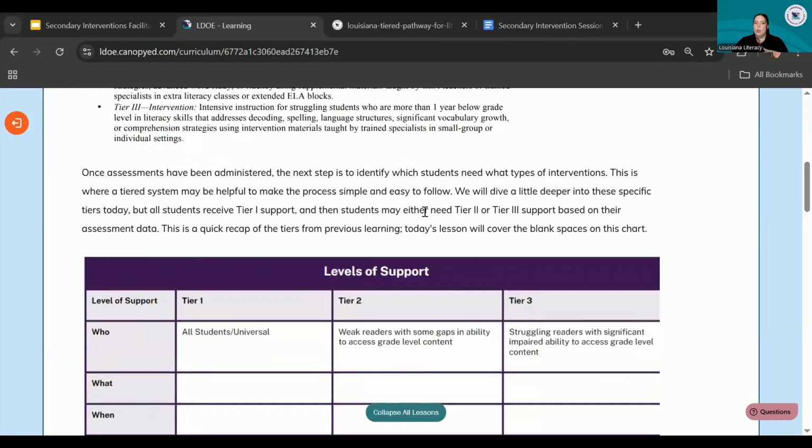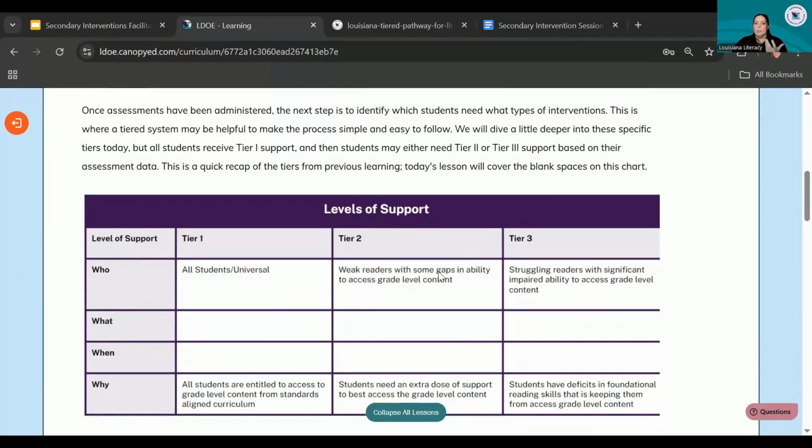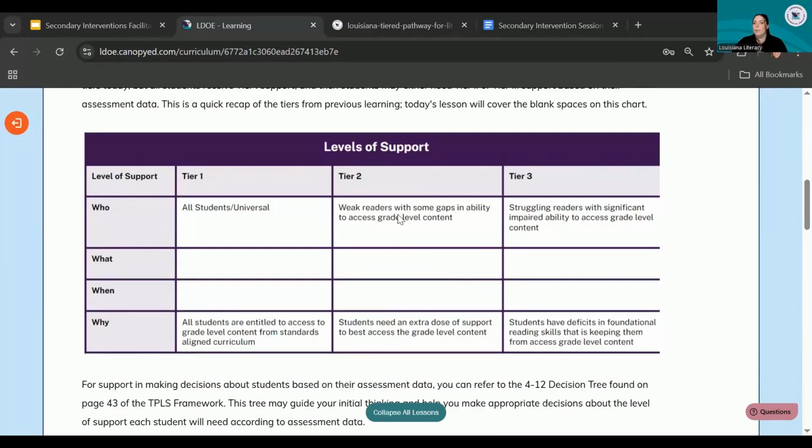After you've administered all of those different assessments, you have to identify which types of interventions to give to which students. So that's where you want to use this tiered system to really hone in on giving them the most targeted support possible. So we've talked about in Tier 2, these are just your readers who maybe have a little bit of a gap in their ability to access grade level content. And they might just need a little extra dose of support to best access that grade level content.